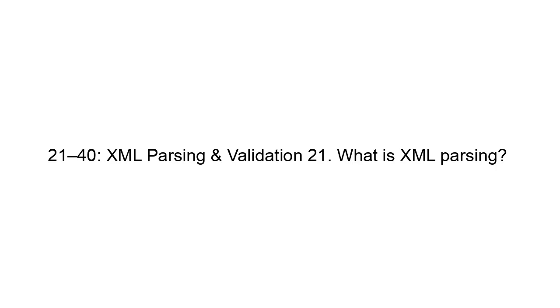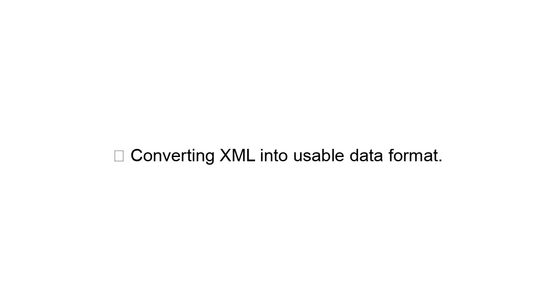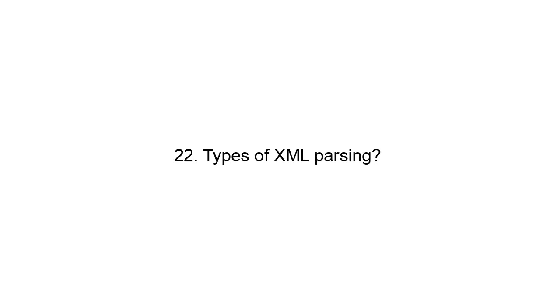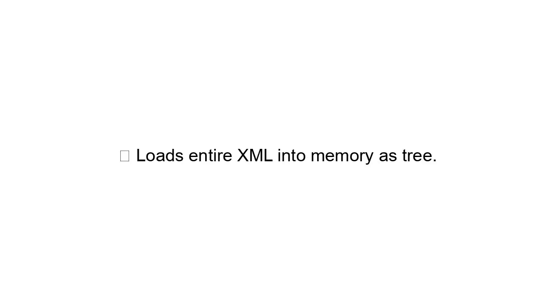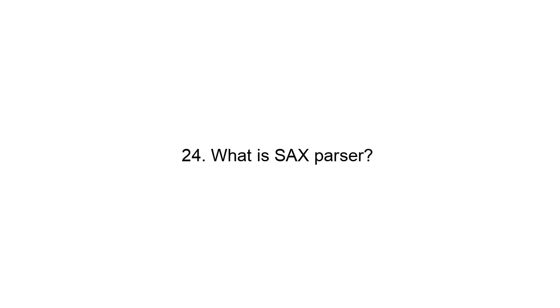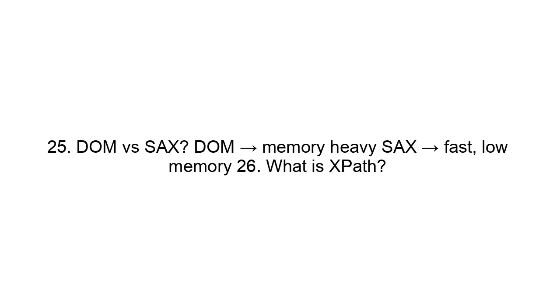21 to 40. XML parsing and validation. 21. What is XML parsing? Converting XML into usable data format. 22. Types of XML parsing. DOM parser, SAX parser. 23. What is DOM parser? Loads entire XML into memory as tree. 24. What is SAX parser? Reads XML sequentially. 25. DOM versus SAX. DOM means memory heavy. SAX means fast, low memory.